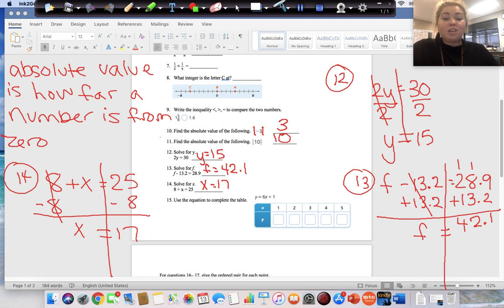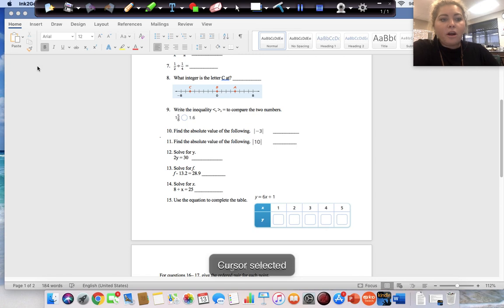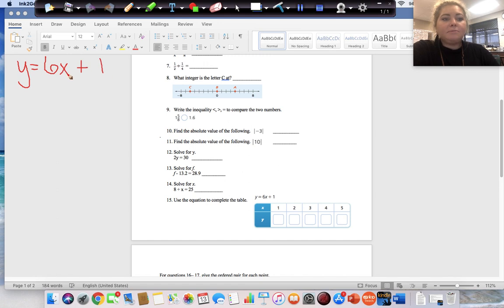Okay, make sure that you have all of this written down. If you need to, you can pause the video. All right, number 15. We have y equals 6x plus 1. That means 6 times x plus 1. So we already know our x values. They tell us in our chart. Okay, to fill in the bottom part, you just have to replace x with the number that is written in the x column and then solve it, and you will get your y.